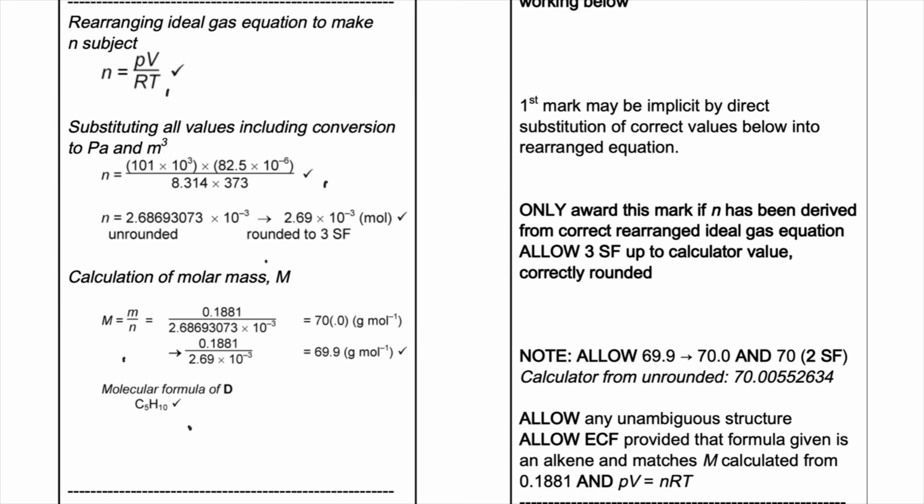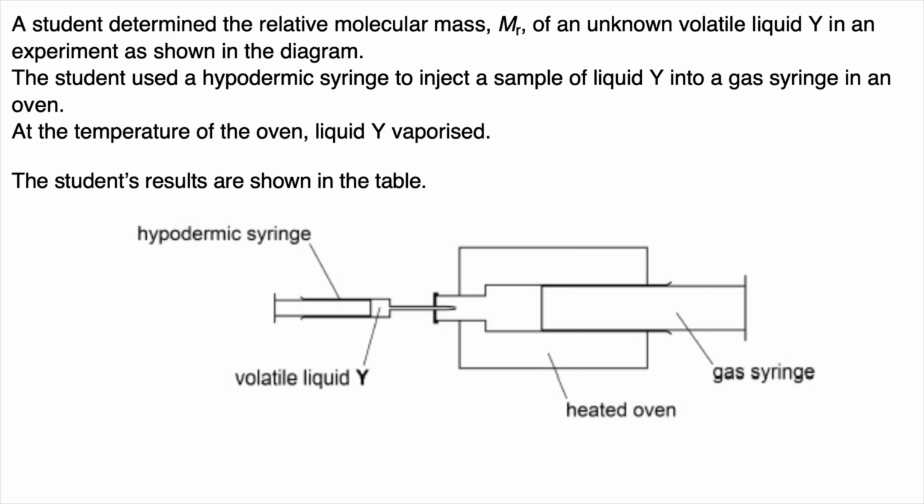Question number 2. A student determined the relative molecular mass, MR, of an unknown volatile liquid Y in an experiment as shown in the diagram. The student used a hypodermic syringe to inject a sample of liquid Y into a gas syringe in an oven. At the temperature of the oven, liquid Y vaporized. The students' results are shown in a table on the next slide.